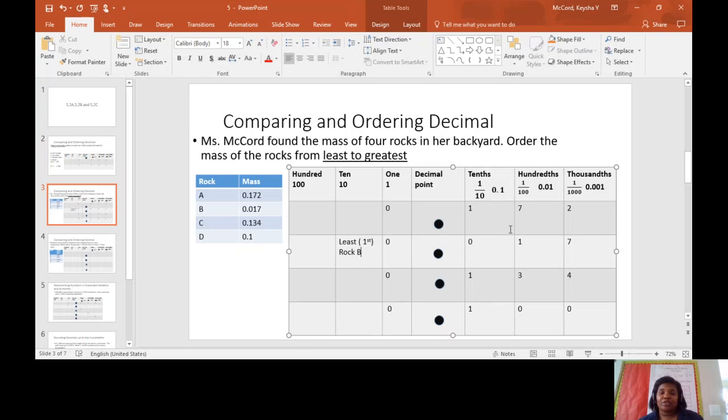So I'm going to move to the next place value, and I'm going to put 7, 3, and 0. Out of 7, 3, and 0, which one is the least? 0. So that means rock D is going to be second. This is the rock with the second least amount of mass. So this is going to be number 2, and this is rock D.